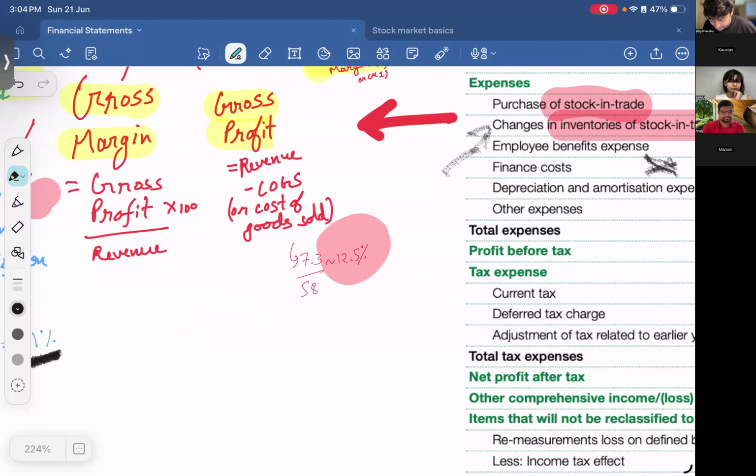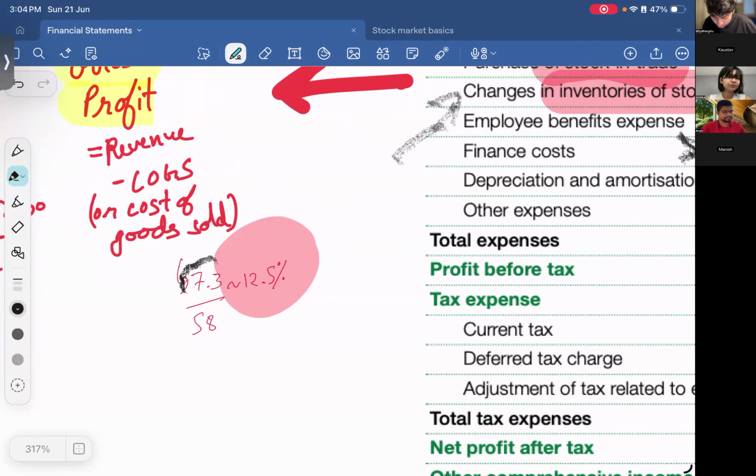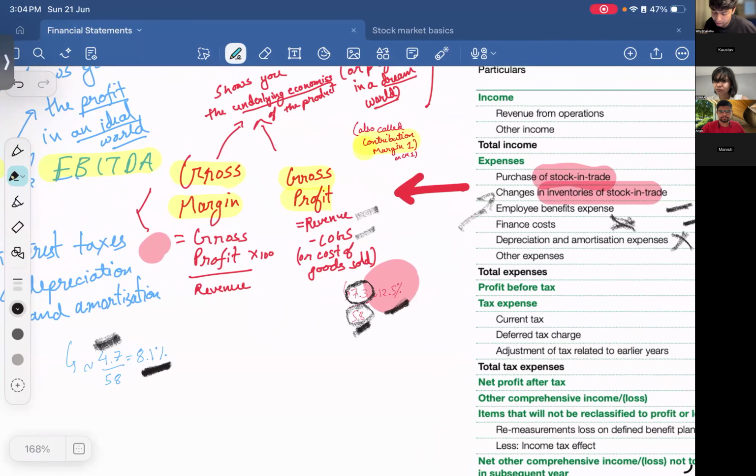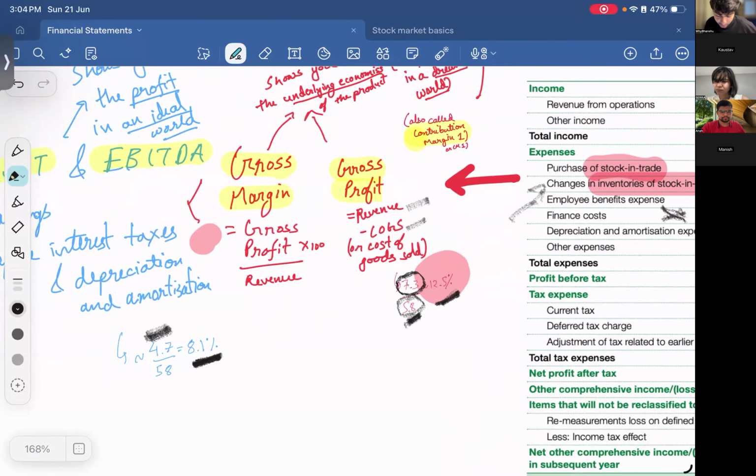But okay, so 7.3, this number you understood, right? Now we're doing the calculations again. 7.3 came basically from revenue minus COGS, and 58 is just the initial revenue. You divide both of these, you get this bad boy, 12.5%. Got it? So that becomes your gross profit or gross profit margin, also called your contribution margin 1.